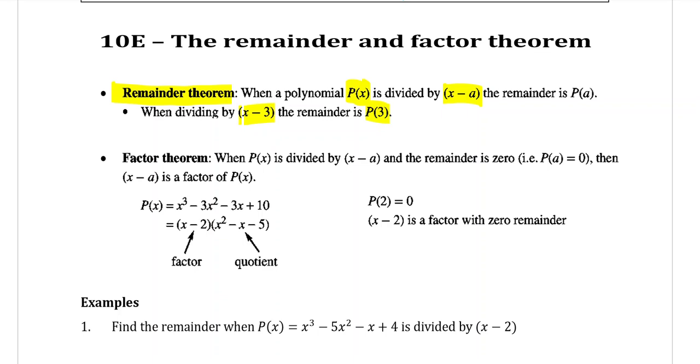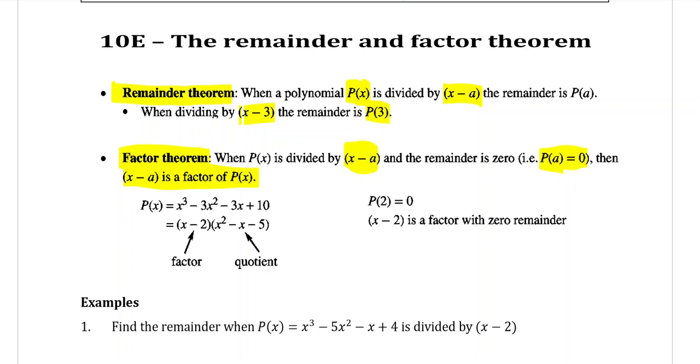The factor theorem is a very special case. If you are subbing in p of a into your polynomial and it equals 0, that means that this x minus a was a factor of your polynomial. A factor means that it divides exactly and there is no remainder. That's very, very useful if you're trying to factorize and solve things and even graph them later on.